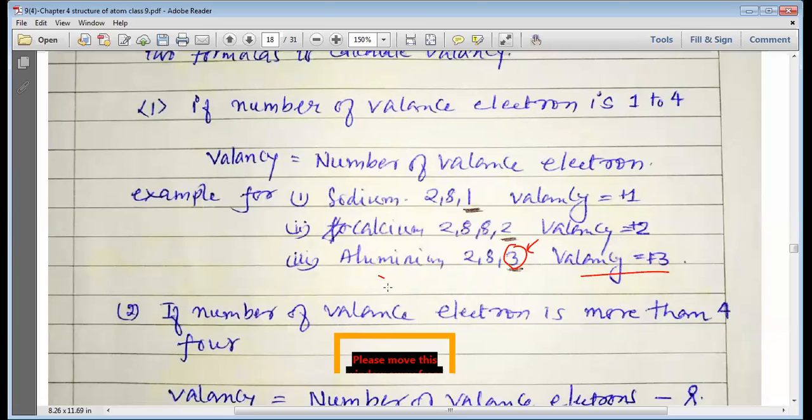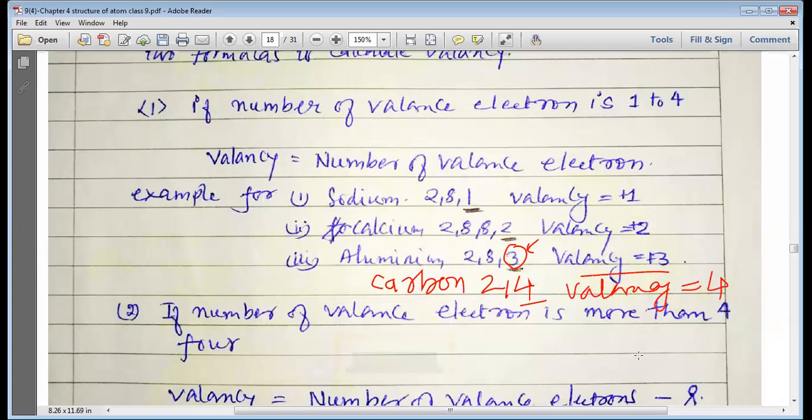My dear students, if you look into carbon, the electronic configuration is 2, 4, and that is why it has 4 electrons in the valence shell, and that is why the valency of carbon is equal to 4, and carbon is called a tetravalent element.